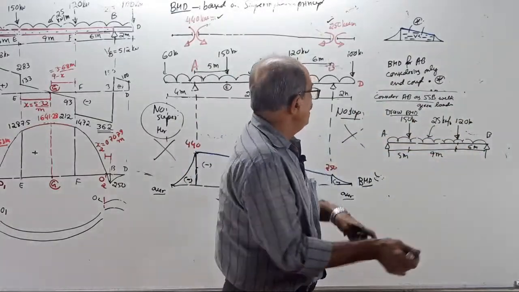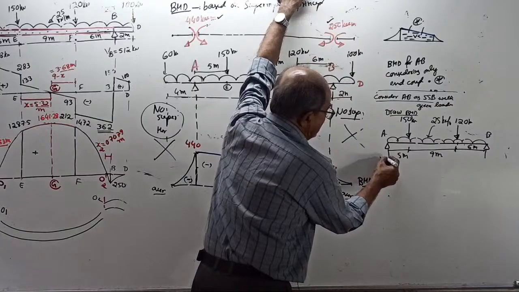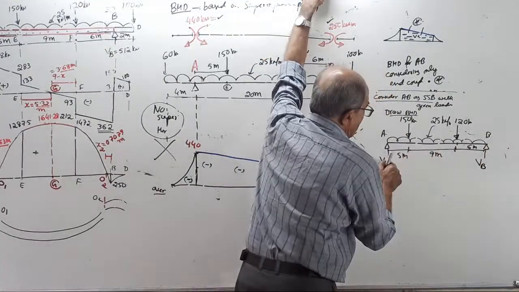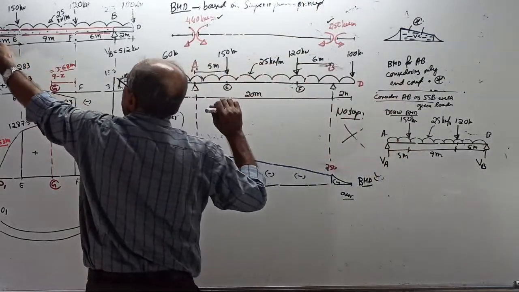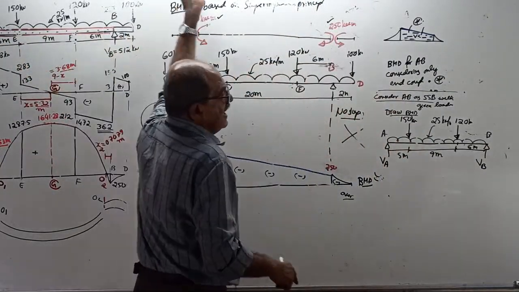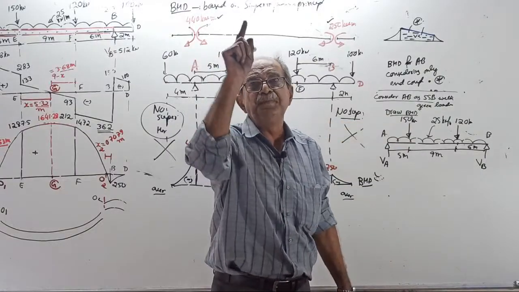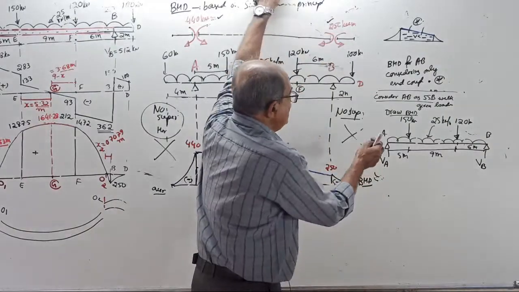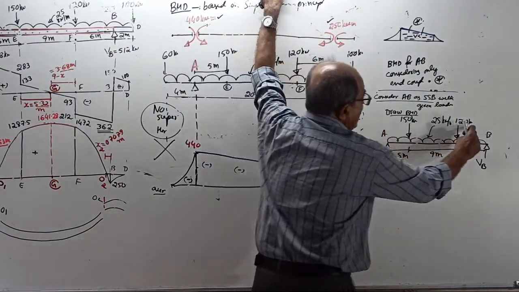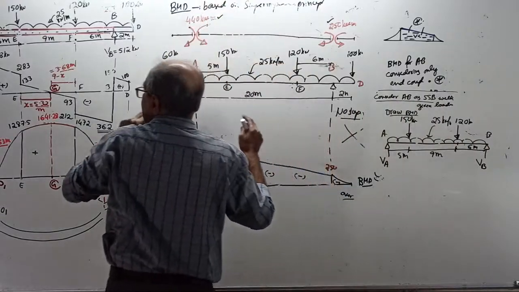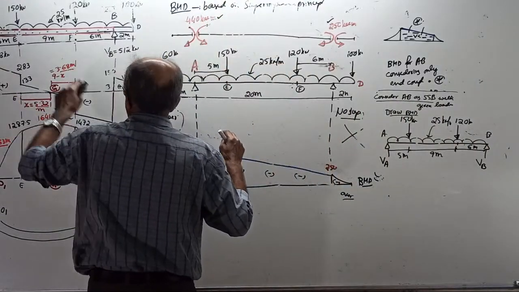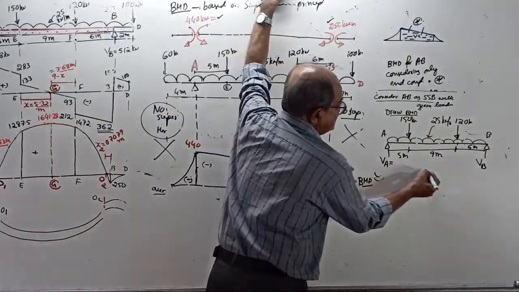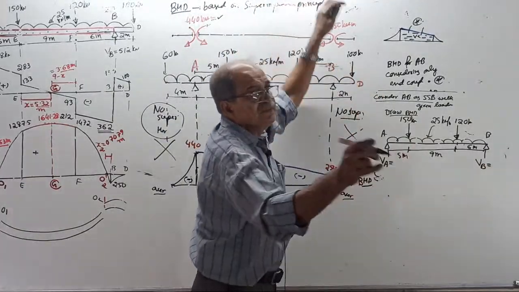So therefore, tell me, this reaction required VA, this reaction required VB. These two reactions are the reactions for a simply supported beam with no end couple. Remember, if the end couple is here, reactions are 408 and 362, not that reaction. Tell this reaction. This I should not explain for you.